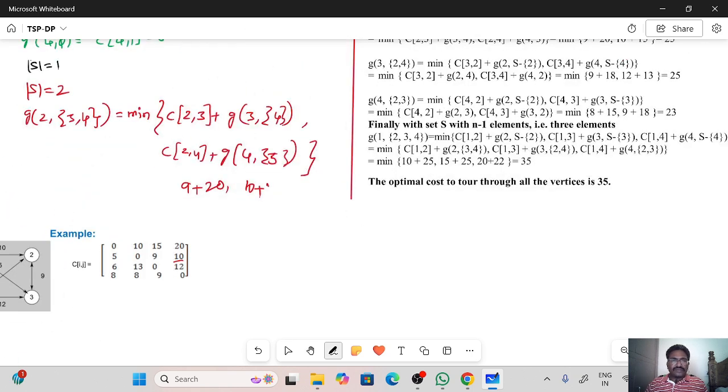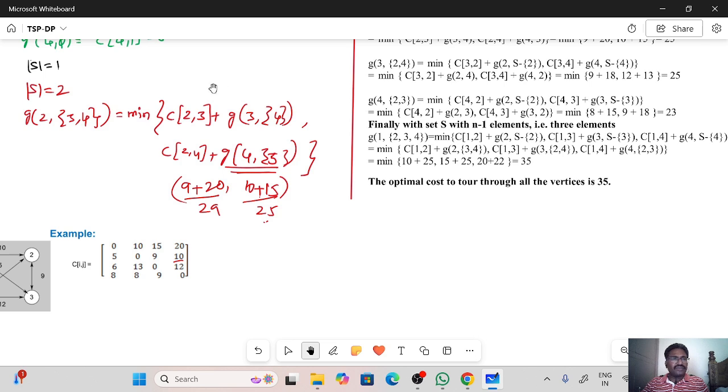So, 10 plus 15. Which is the minimum? This is 29, this is 25. So, the minimum is this one. This one is given by which equation? This one. Remember this one, because without maintaining these we are unable to find the final solution, the final traveling salesperson route. So, this is the 25.